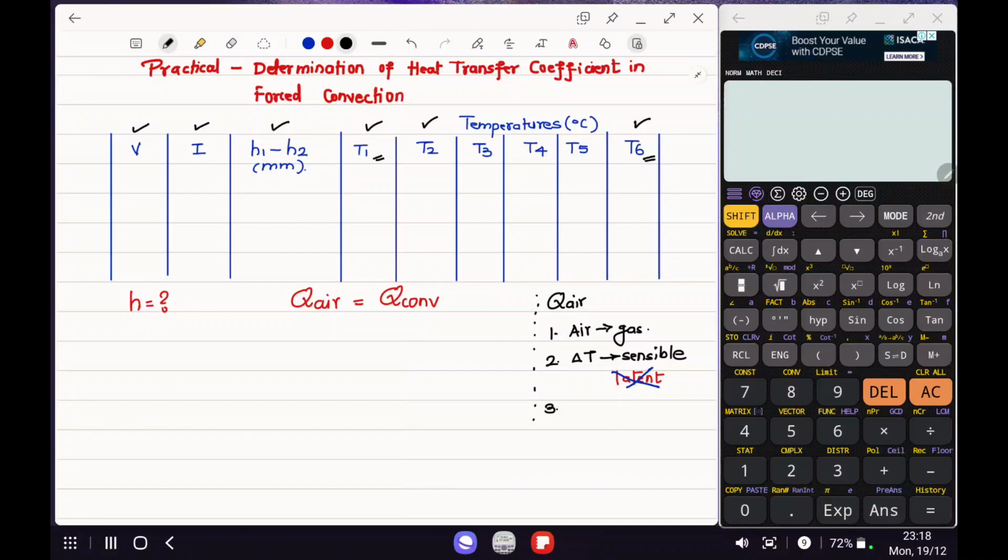So we can quantify the amount of heat which is received by the air with the help of our basic formula, that is m Cp delta T. As soon as delta T comes into picture, we should immediately understand that m Cp delta T will be applicable. We will apply this m Cp delta T parameter to the air itself. So the left hand side of the equation, the amount of heat received by the air, will be equal to mass of air multiplied by Cp of air multiplied by delta T of air.